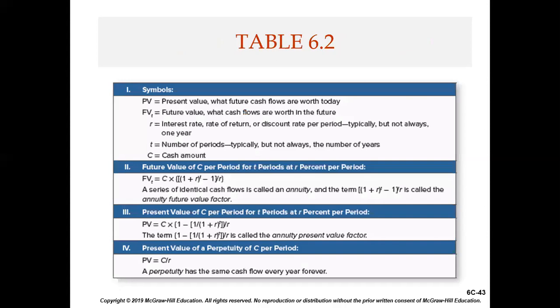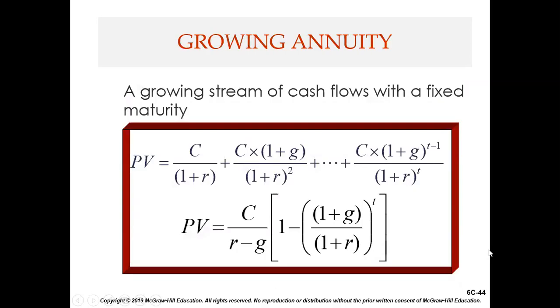Just going over this. Now, table 6.2 is a great table to refer to for your different formulas and what things mean when it comes to calculating annuities, future value of them, present value, and present value of perpetuities, like we just saw. Wow, check that out. Now that's a formula. The next area talks about, what if we have a growing annuity or a growing perpetuity? And that formula is used to calculate the present value, where we have a growing stream of cash flows with a fixed maturity. Page 167.